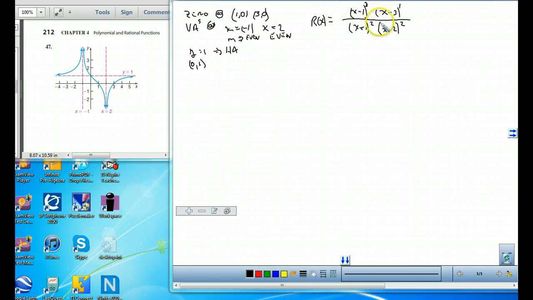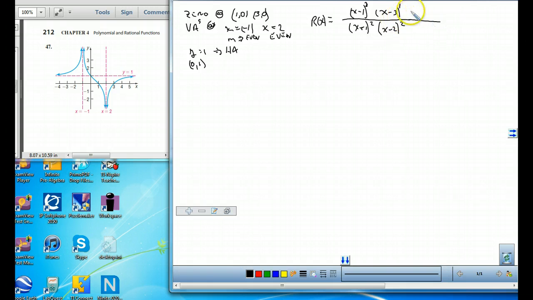So when I put the value at 0, I get negative 1 times negative 3, and that's going to be over 4. So I get 3/4. So r of 0 is 3/4. So the question is, what can I do with this?